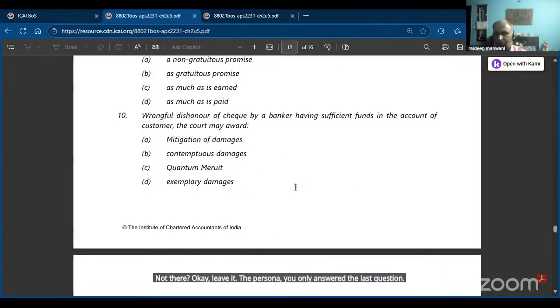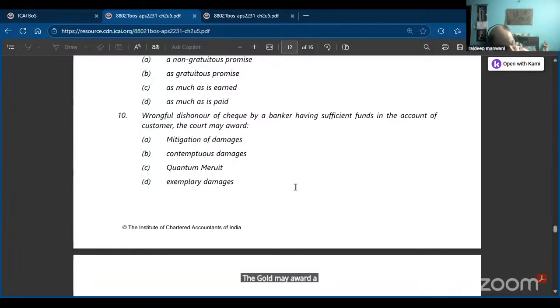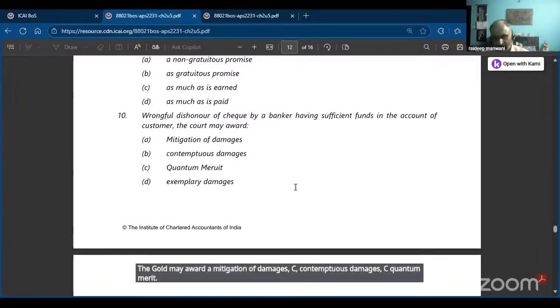Wrongful dishonor of a check by a banker having sufficient funds in the account of the customer. The court may award: A, mitigation of damages; B, contemptuous damages; C, quantum merit; D, exemplary damages.